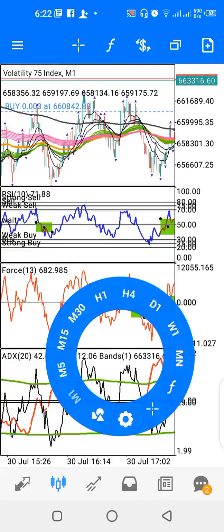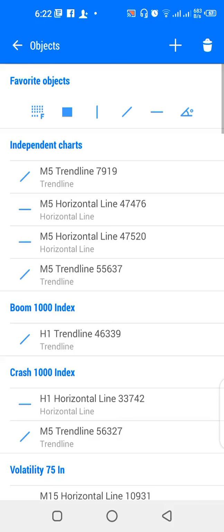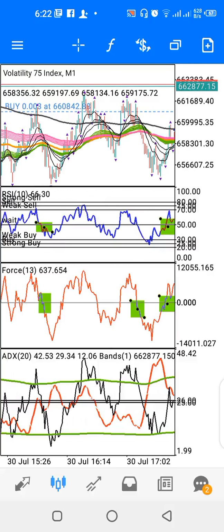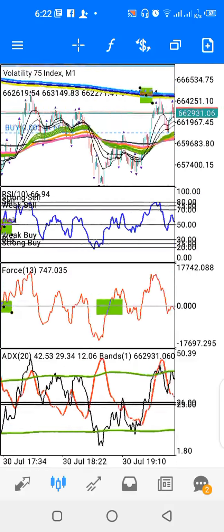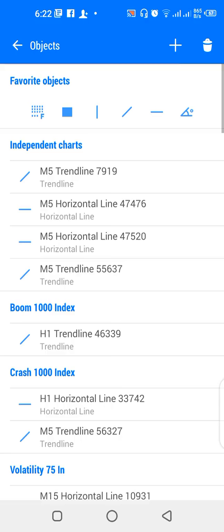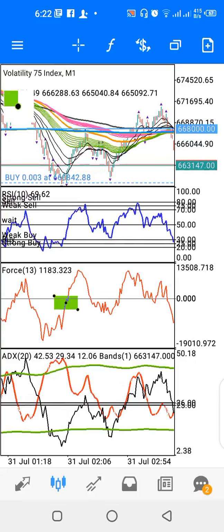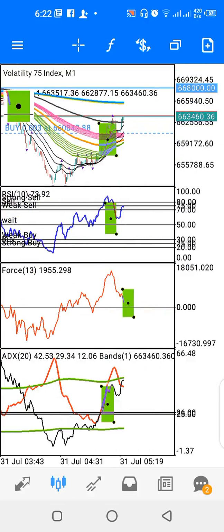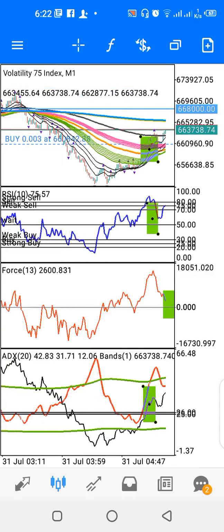So you make sure you allow alignment with all other windows. Like you have a buy signal here, and we are about having a sell signal around here. So that's the way it works.